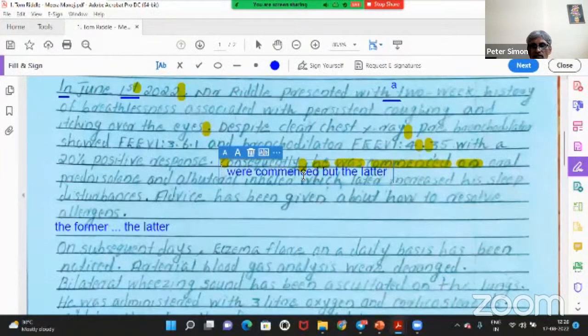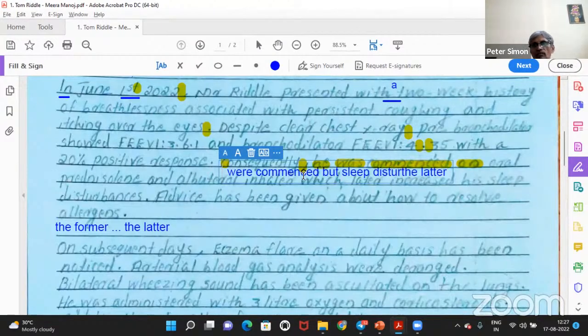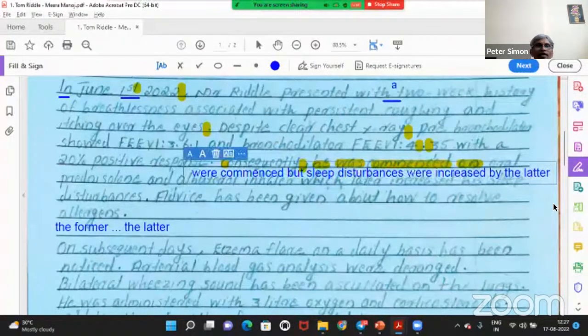Increased sleep disturbances, but sleep disturbances were increased by the latter. So you can say like this, full stop. The latter increased sleep disturbances. Latter means what? Again, you will not say albuterol. Instead of albuterol, you'll say the latter. The latter means the second one. First one is prednisolone and the latter. So this is the way how you have to write.